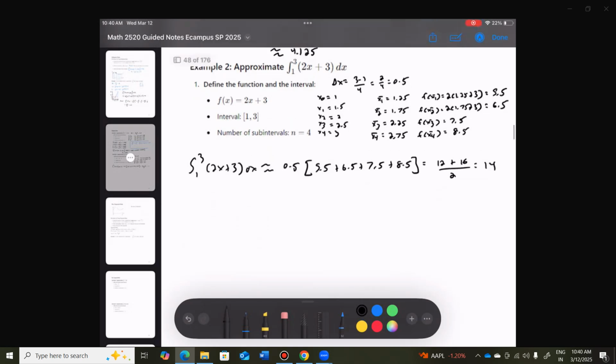Again, if we were to integrate this, we would have x squared plus 3x integrated from 1 to 3. It's going to be 9 plus 6 minus 1 plus 3, which would be 15 minus 4, which is going to be 11. So it's a little bit off, but not far.